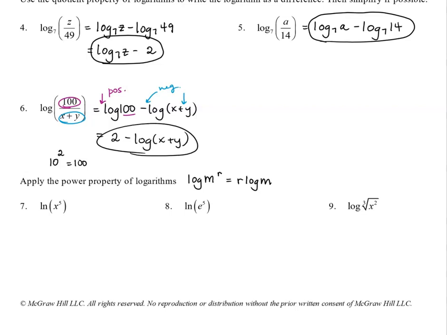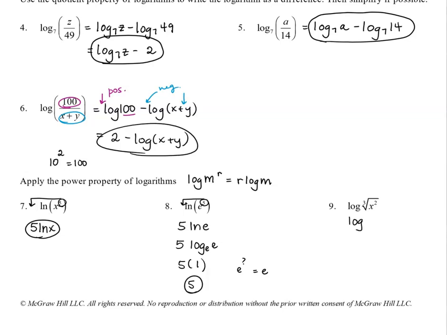So for example, in number 7, this 5 that's the exponent on x can go down in front of this logarithm to give us simply 5 ln x. In example 8, the 5 can also come down in front of this logarithm to leave us with 5 ln e. We can simplify number 8 a little bit more because remember that natural log of e is the same thing as log base e of e, which is asking us what is the exponent that goes on the base of e in order to give us e. And that exponent is 1. So the logarithm is equal to 1. And 5 times 1 is 5.